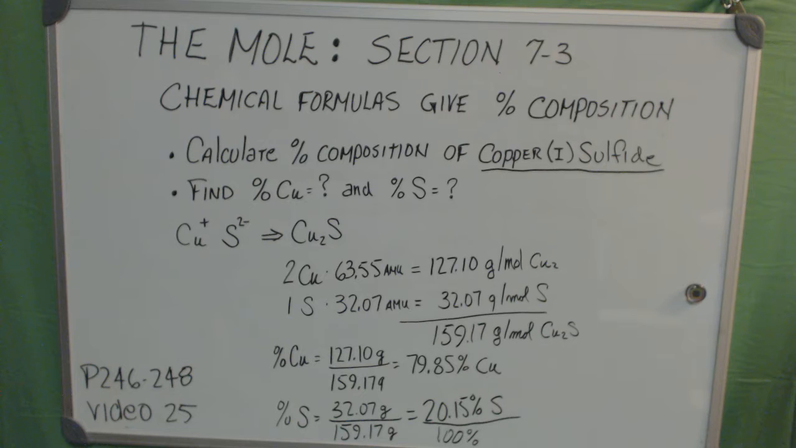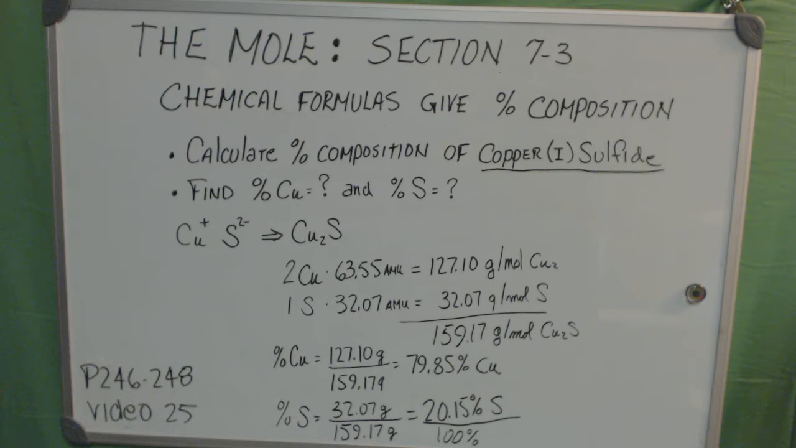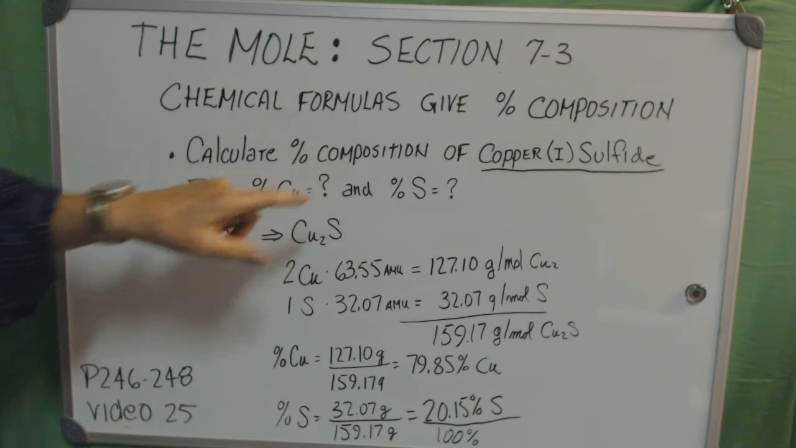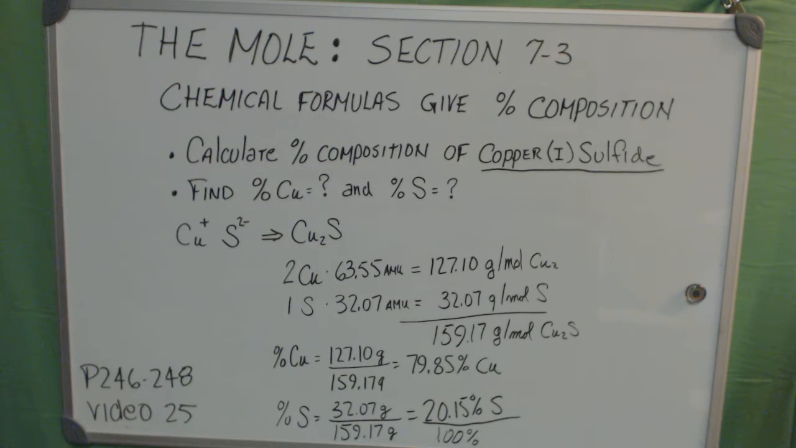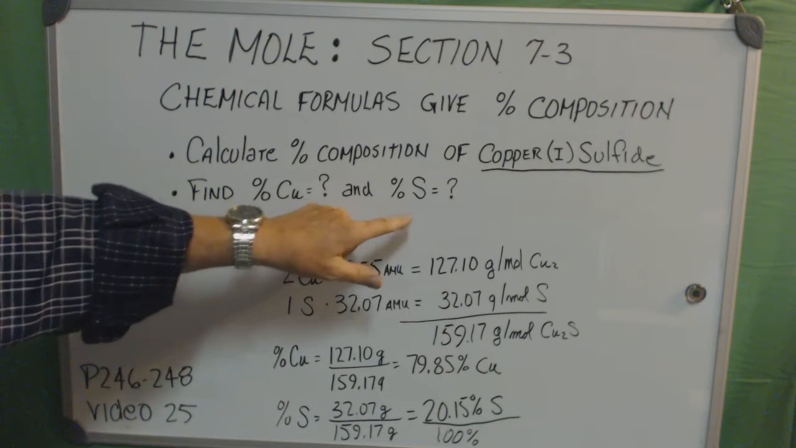Okay. Anyway, this section talks about chemical formulas giving the percentage of composition. You can figure out what the composition is in percent. So I look at the problem and I say, well, here's the typical problem. Calculate the percent composition of copper 1 sulfide. And just put a note here saying what do you actually have to do. I want to find the percentage of copper and the percentage of sulfur.